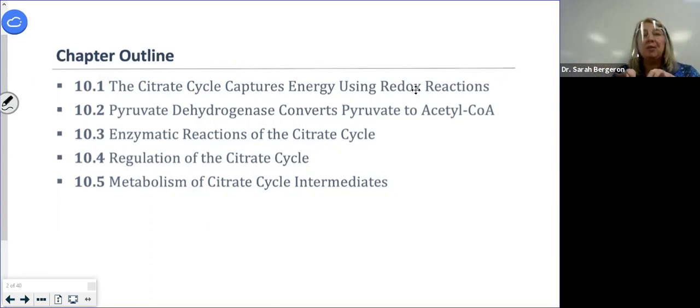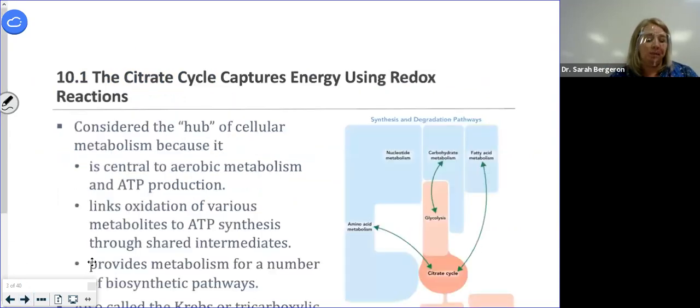So we have to have a reaction that is going to happen before the citrate cycle happens. That's section 2, where we talk about pyruvate dehydrogenase converting pyruvate to acetyl-CoA. Then once we have acetyl-CoA, we can talk about the enzymatic reactions in the citrate cycle. Be very careful that you understand what's happening in the citrate cycle and what's outside of it. Then we'll talk about how it's regulated and how it's the hub, which is really cool.